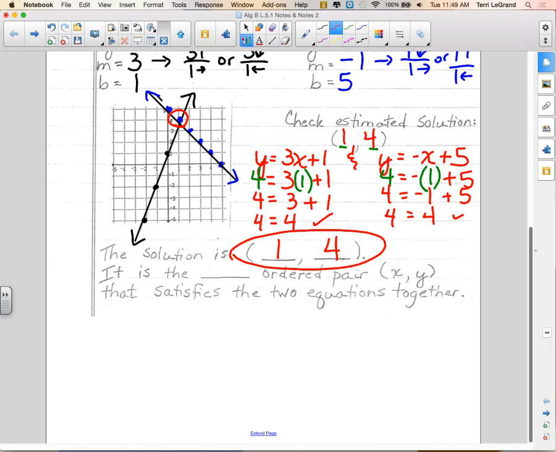What do you think? Are there any other points, any other ordered pairs that would make both equations true? How about this point right here? How about this one? Ordered pair 5, 0. Would it make one of the equations true, or none of them true, or both of them true? None of them? Isn't it on one of the lines? Shouldn't it make that equation true?